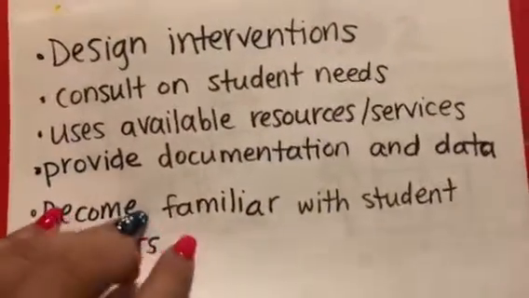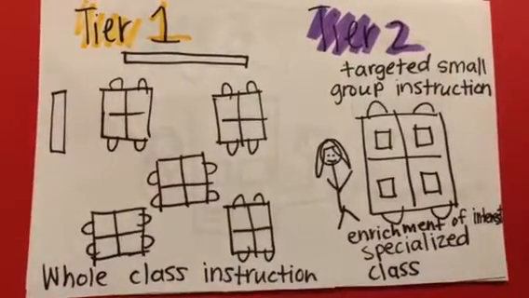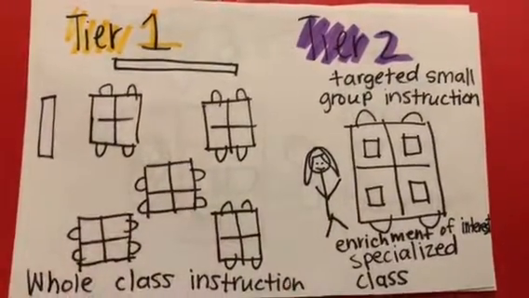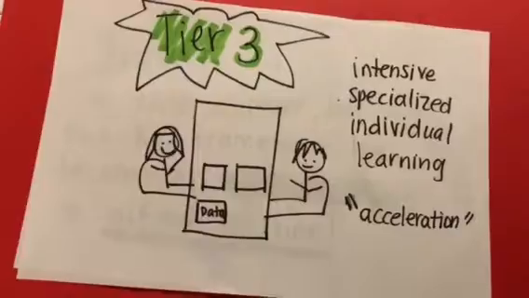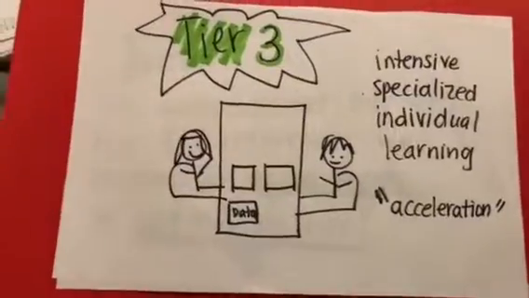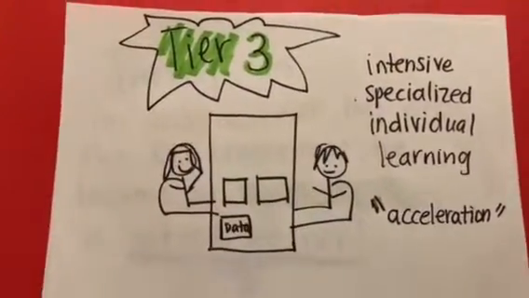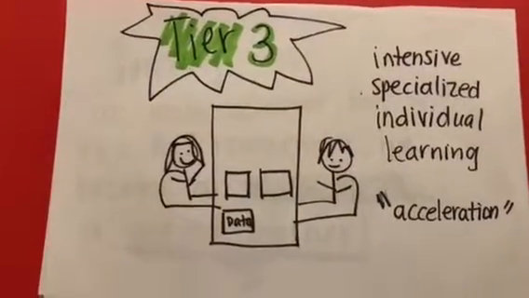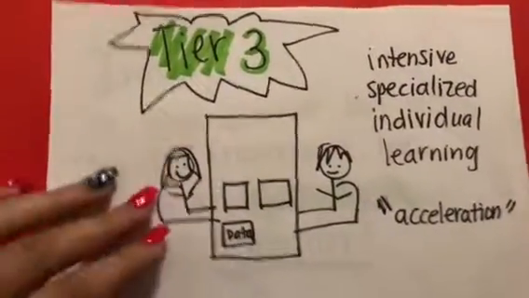So I drew a quick little picture of the tier 1, which is the whole class instruction, tier 2, which is a targeted small group instruction or enrichment of interest or specialized class for a gifted learner. Tier 3 is very intensive, specialized individual learning, or you can even have acceleration for this tier. This is one of the best tiers for students with disabilities or students identified as gifted, but it's very hard to fulfill all those students with a tier 3 unless they really have to and we have that data.